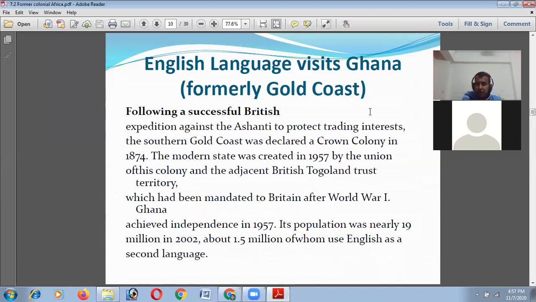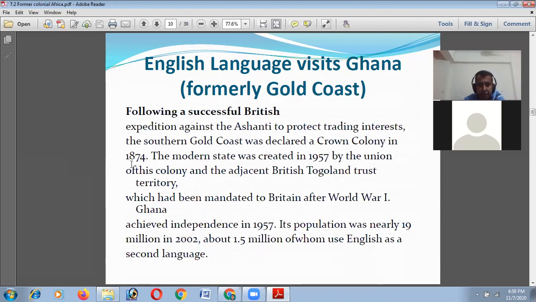Next, move on to Ghana. Formerly, its name was Gold Coast. Following a successful British expedition against the Ashanti to protect trading interests, the southern Gold Coast was declared a crown colony in 1874. Just like India, the Gold Coast came under the British Crown colony.